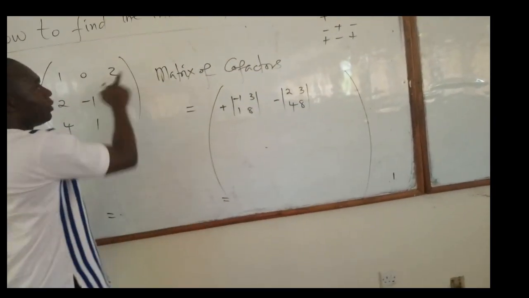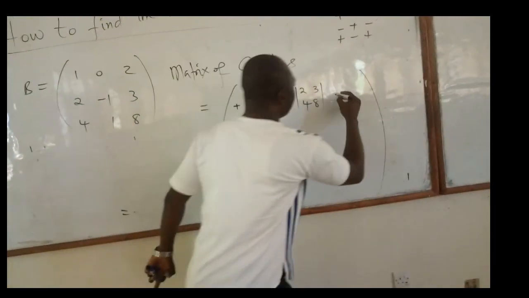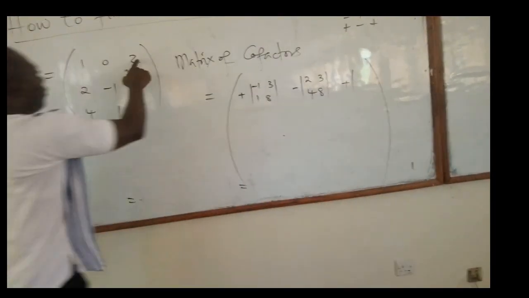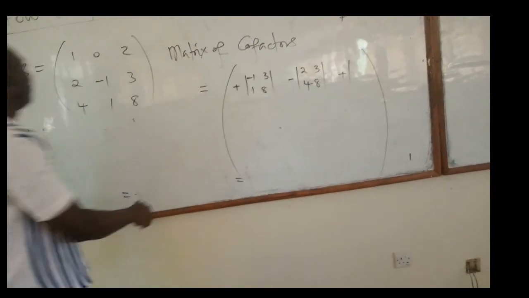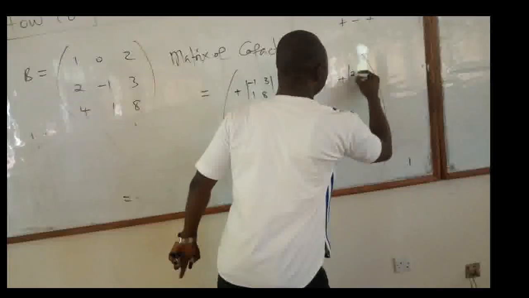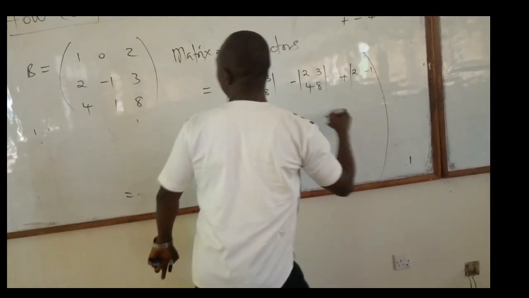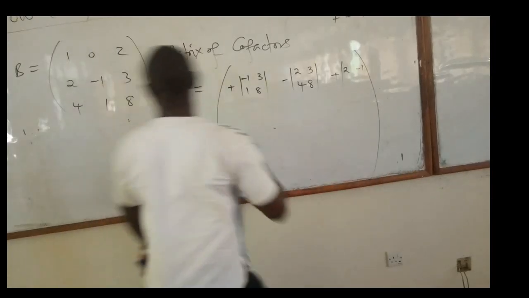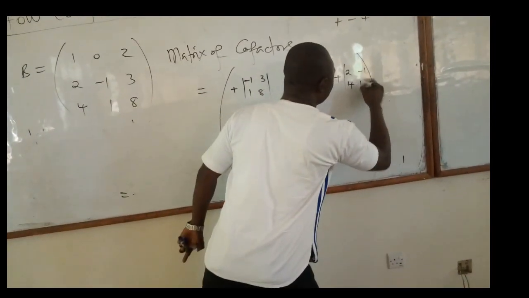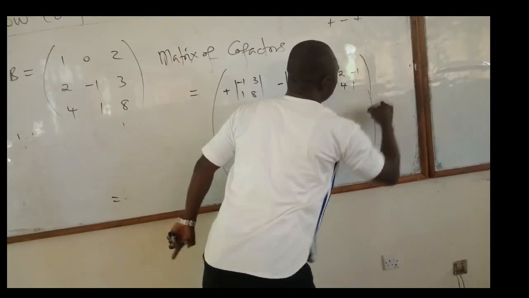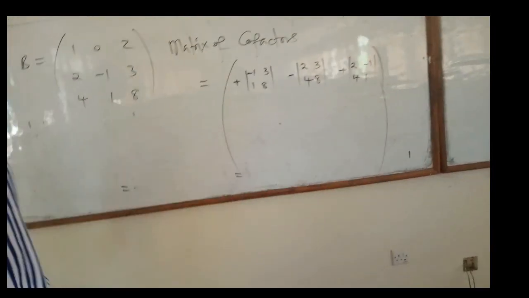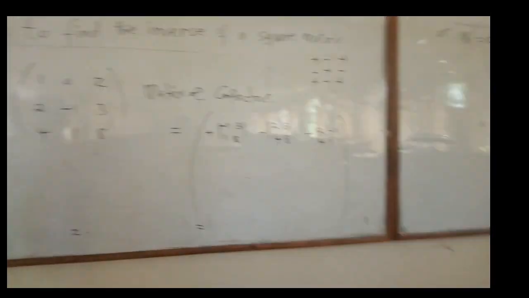2, 3, 4, 8. Then the last one is 2, the alternating sign is positive. So plus, you cross out all the elements here, all the elements here, and you'll be left with 2, negative 1, 4, 1. Like this. That's for the first row. Now the second row, you do the same thing.